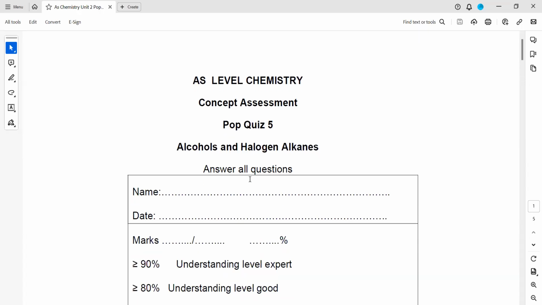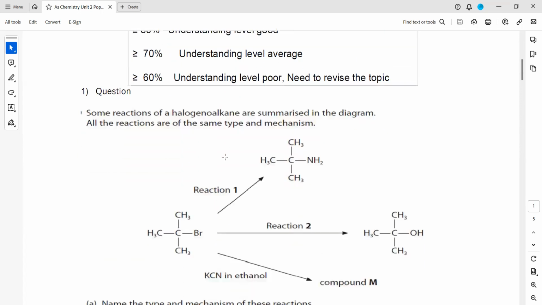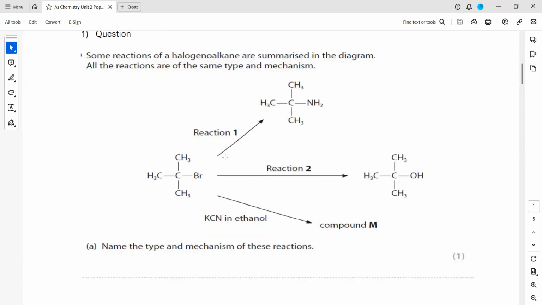So pop quiz 5 related to alcohols and halogen alkanes. Some reactions of halogen alkane are summarized as you can see here. The halogen alkane is converted into amine. Here in reaction 2, halogen alkane is converted into alcohol. And the third one, halogen alkane has reacted with potassium cyanide in ethanol and a compound M is formed. State the type and mechanism of these reactions.